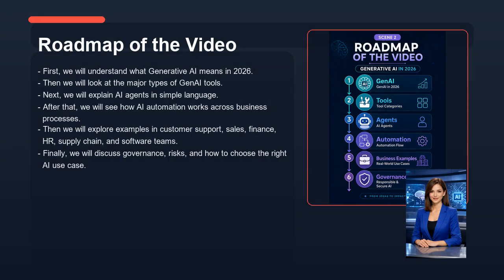Now let's look at roadmap of the video. First, we will understand what generative AI means in 2026. Then we will look at the major types of GenAI tools. Next, we will explain AI agents in simple language. After that, we will see how AI automation works across business processes. Then we will explore examples in customer support, sales, finance, HR, supply chain, and software teams. Finally, we will discuss governance, risks, and how to choose the right AI use case.